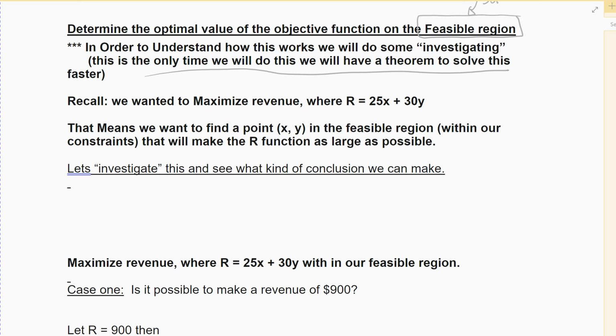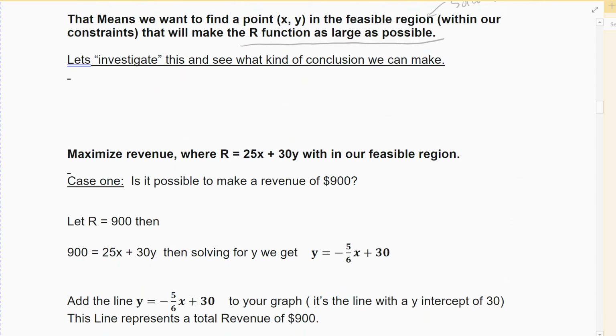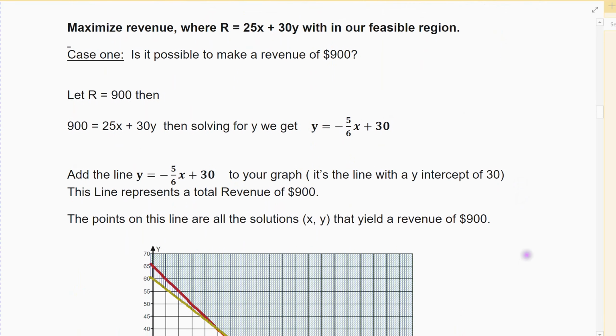Right, so remember, our goal is to optimize revenue, which was 25x plus 30y. So we want to find the point that lands in the feasible region within our constraints. Again, the feasible region is just the solution set, which would be the area in the middle that's unshaded and all of my edges that make up that area. So we need something from within our feasible region, within our solution set, that makes our revenue as big as possible. Alright, so we're going to look at this and hopefully get you to understand what that feasible region is. So, maximizing the revenue in our feasible region.